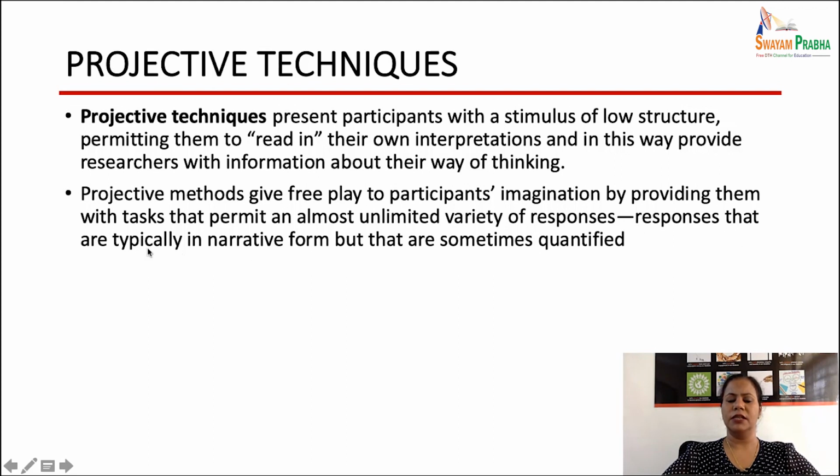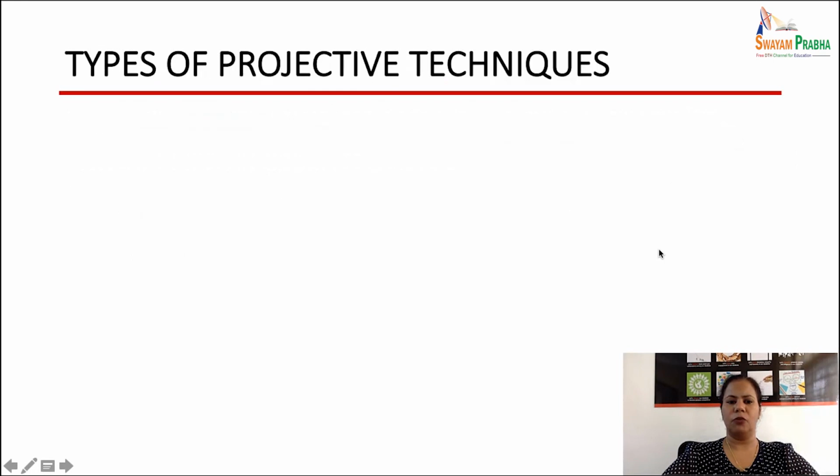The responses are typically in narrative form but are sometimes quantified. Whenever we are asking questions, it can be an open-ended question or a closed-ended question, so we can get the information either in narrative form or in quantified form. There are different types of projective techniques.